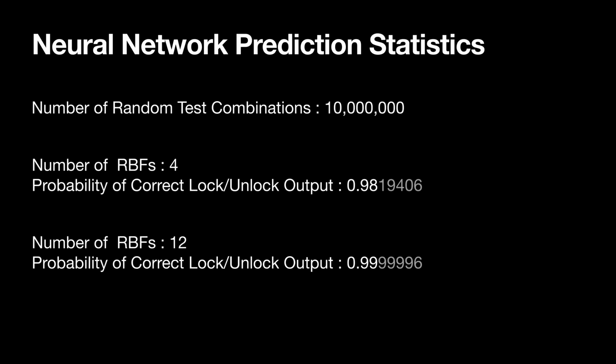Increasing the number of RBFs to 12, we see the prediction accuracy rises to very close to 1. Even though this corresponds to 4000 incorrectly identified unlocking combinations, this network lays the groundwork for even more complex logics for more secure locks.